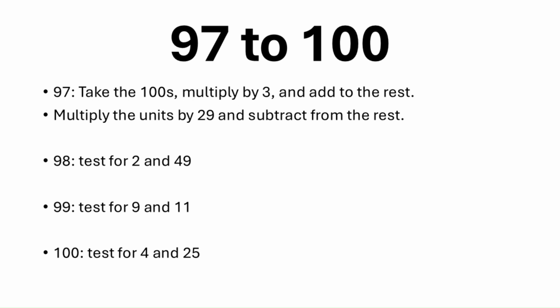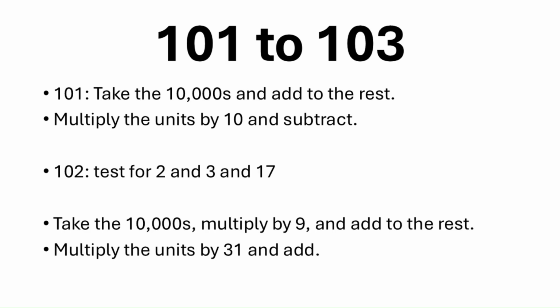98, test for 2 and 49. 99, test for 9 and 11. 100, test for 4 and 25. 101, take the 10,000s and add to the rest. Multiply the units by 10 and subtract. 102, test for 2 and 3 and 17.